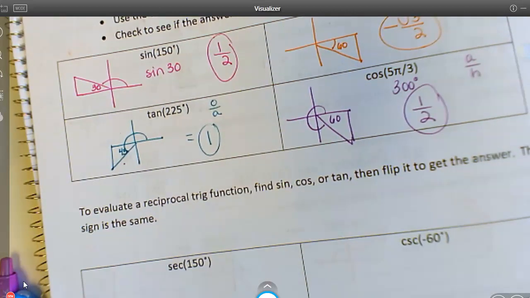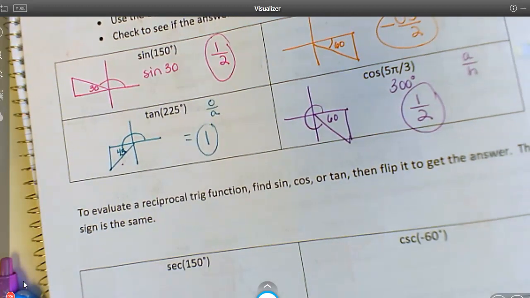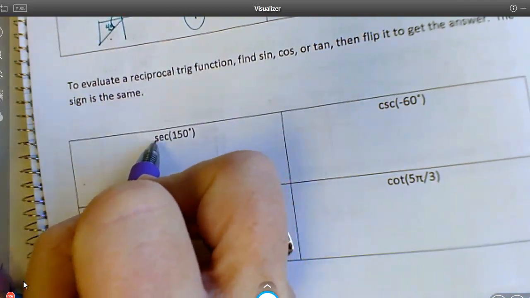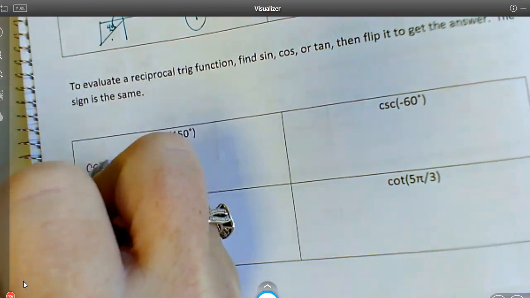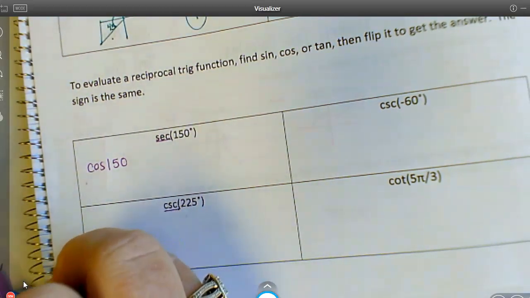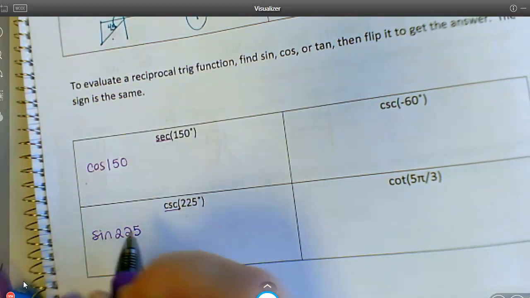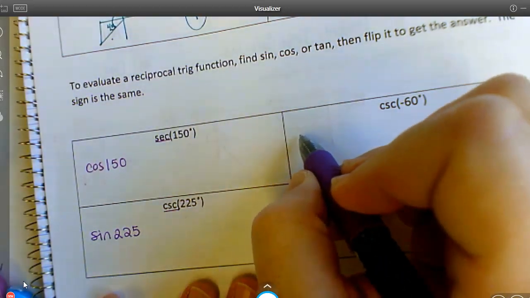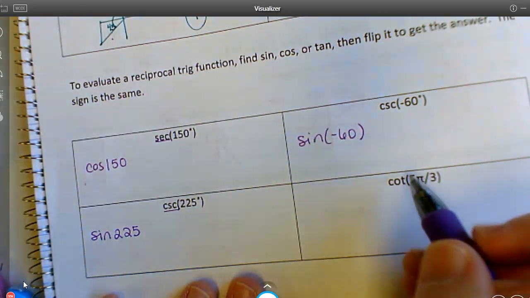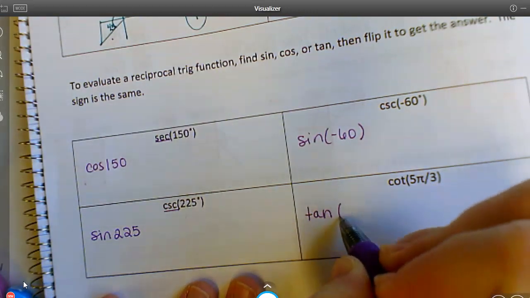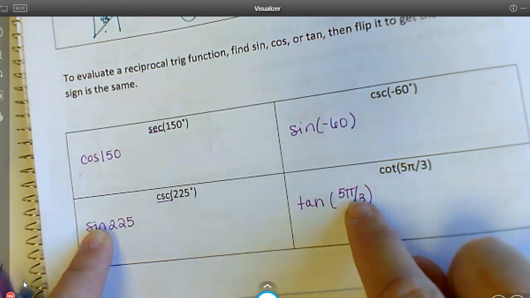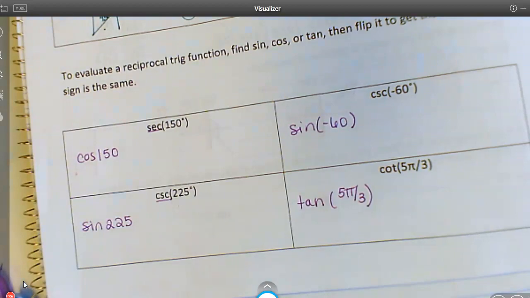Alright. To find the reciprocal ones, you do the same thing. You just flip what you get. So what I want you to do, instead of finding the reciprocal right now, let's think about secant. Secant, the reciprocal is cosine. So what I want you to do is find cosine of 150. Cosecant, the reciprocal, is sine. So I want you to find sine of 225. Cosecant, the reciprocal, is sine. So I want you to find sine of negative 60. Cotangent is tangent. And so I want you to find tangent of 5 pi over 3. So I want you to find these. And then I'll remind you what you do to change them if that question was asked.